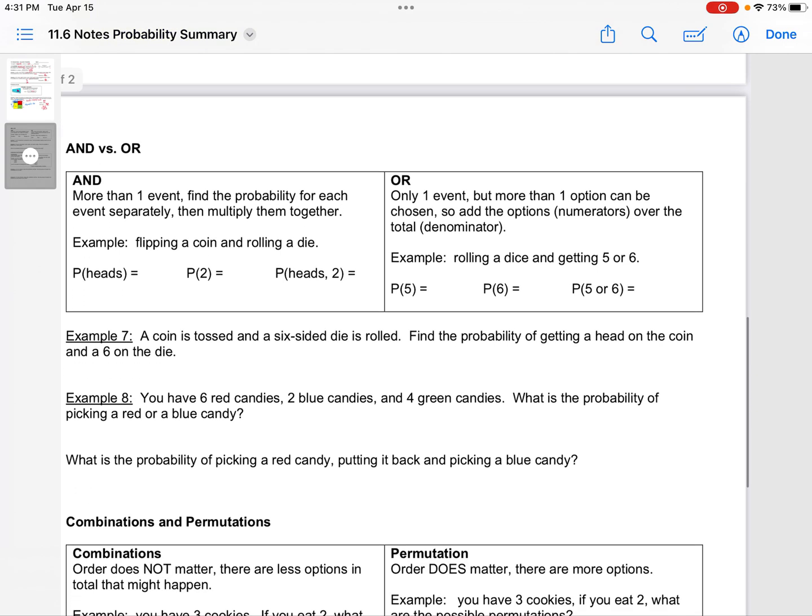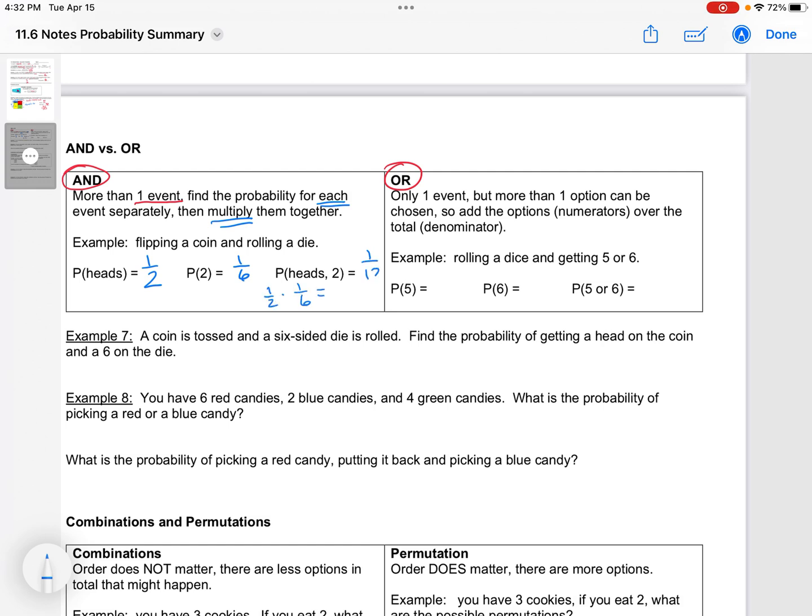Okay, so there are 2 different things that we talk about when we're talking about probability. Sometimes you see the word and, and sometimes you see the word or. If you see the word and, you're talking about more than one thing happening. What you need to do is find the 2 separate probabilities and then multiply them together. So if you're flipping a coin and rolling a dice, the probability of getting heads is 1 out of 2. The probability of rolling a 2 would be 1 out of 6 sides of the dice. If you want the probability of flipping a coin and getting heads and rolling the dice and getting a 2, so I want both of those things to happen, I'm going to multiply that together. 1/2 times 1/6 is 1/12.